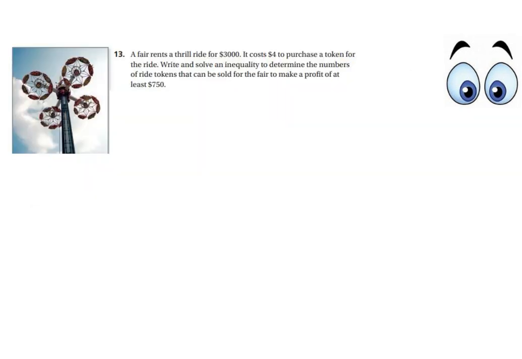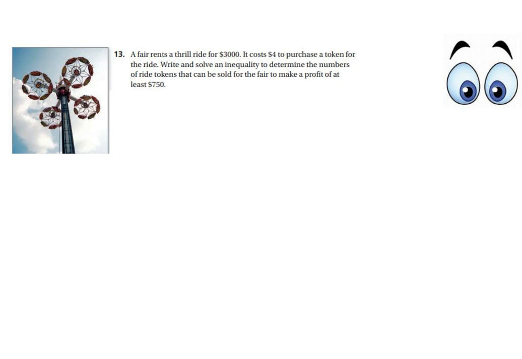For our last example before try it, we have a fair that rents a thrill ride for $3,000, and it costs $4 to purchase a token for the ride. Write and solve an inequality to determine the number of ride tokens that can be sold for the fair to make a profit of at least $750.